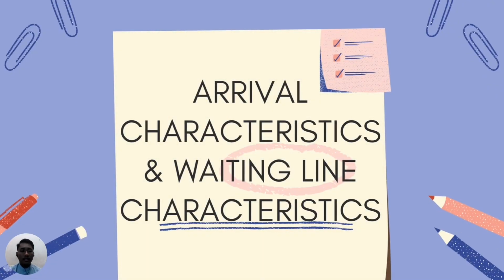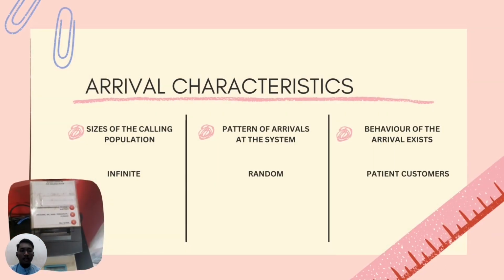For arrival characteristics and waiting line characteristics, first, the size of the calling population is infinite. It is regarded as unlimited. Second, the pattern of arrival at the system is random, because the arrival of the customers cannot be expected and they are unrelated to each other. And the last one, the behavior of the arrival is patient customers. During the observation, it was clear that every customer waits in line before receiving service.